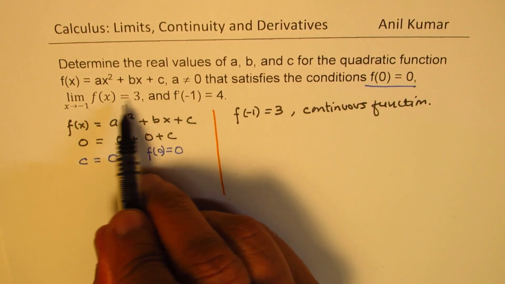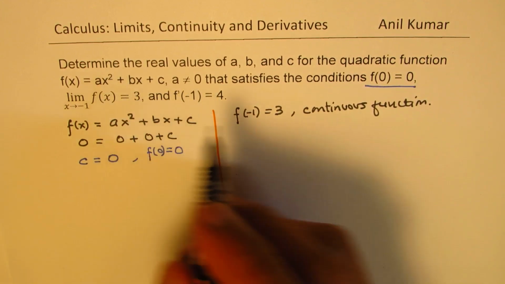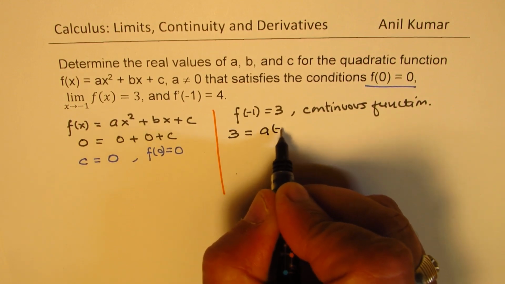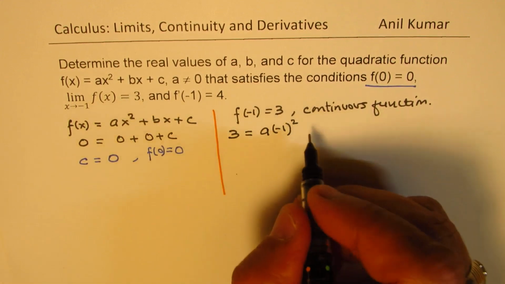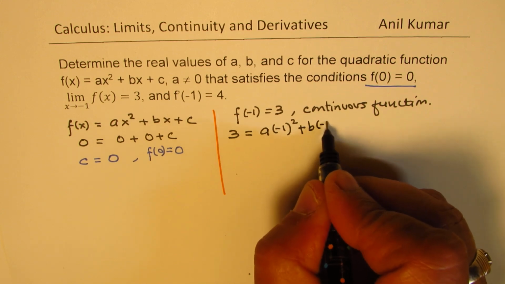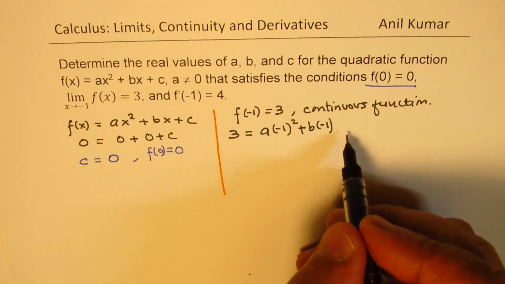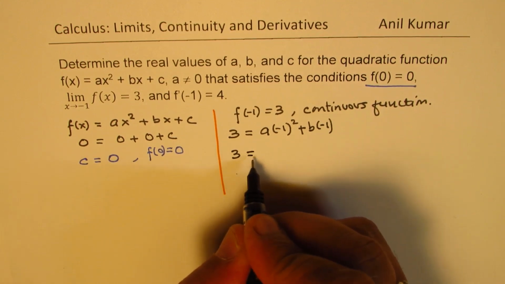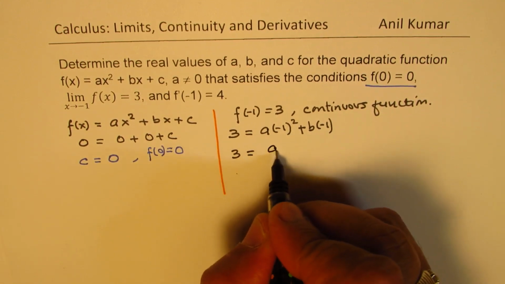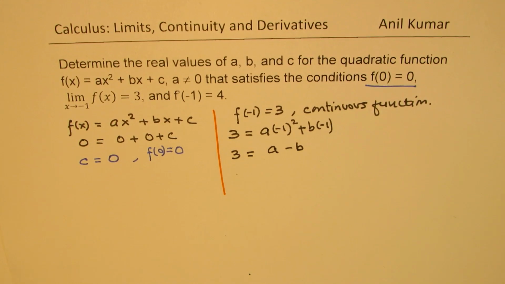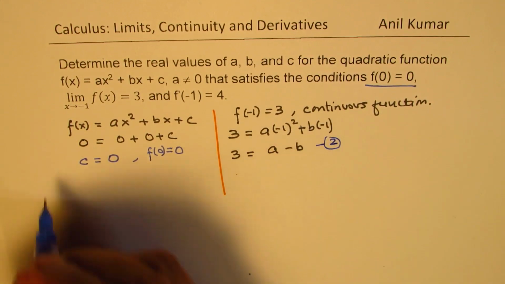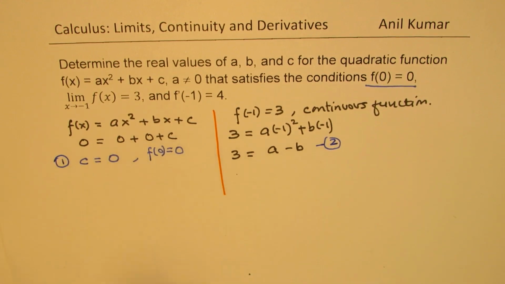So substituting minus 1, we should get 3. So we get the equation as 3 equals a times minus 1 squared plus b times minus 1, and the value of c is 0, so we are not putting it there. So that gives you 3 equals a minus b. So we get the second equation here. Let me call this equation number 2. And equation number 1 is c equals 0.